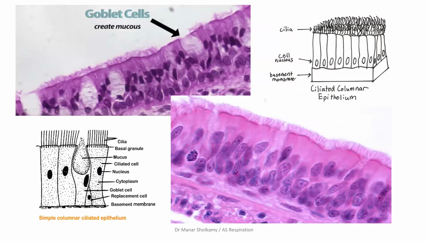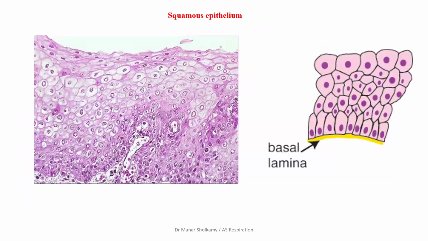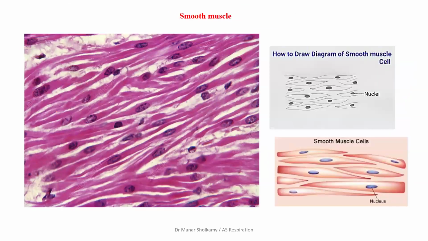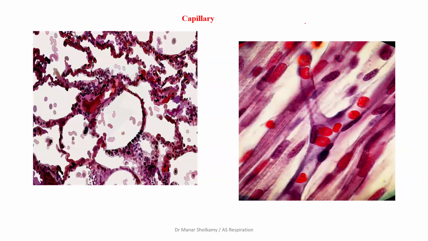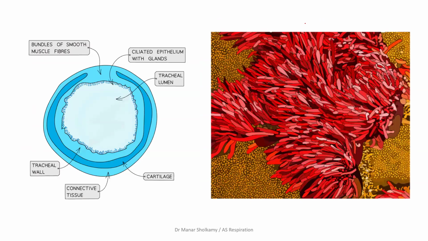Again, so many pictures in order to be able to identify them. This is squamous epithelium. It's not ciliated because you don't see cilia. Okay, what are these? These cells with a central nucleus, and no other structures. Spindle-shaped cells. These are smooth muscles. Get used to it, okay? These are capillaries.